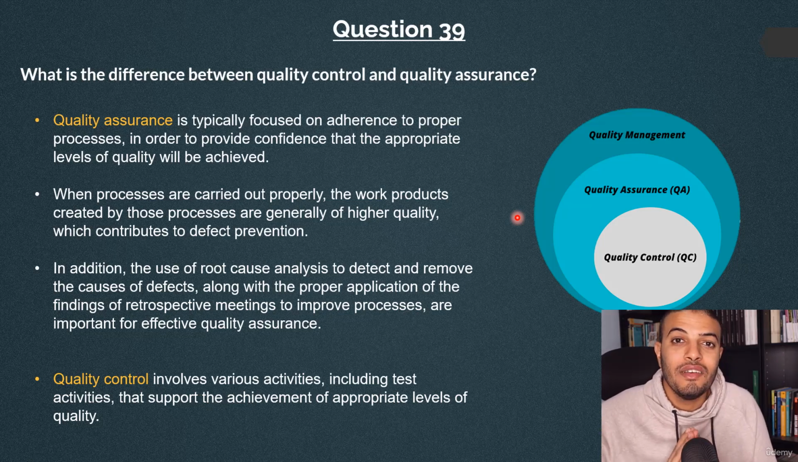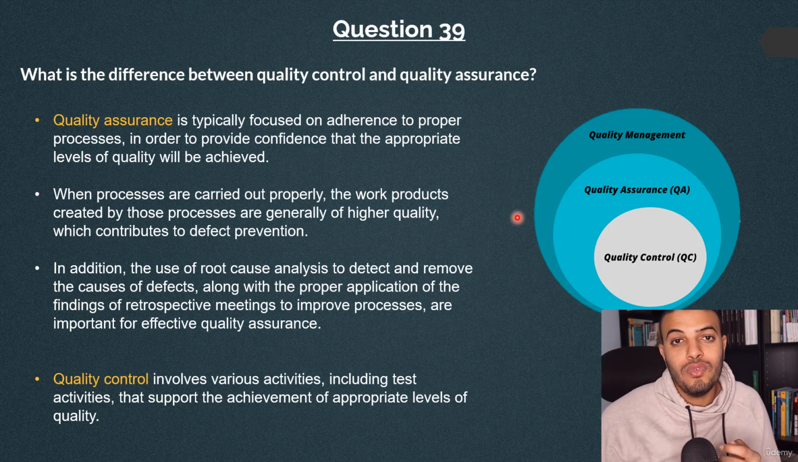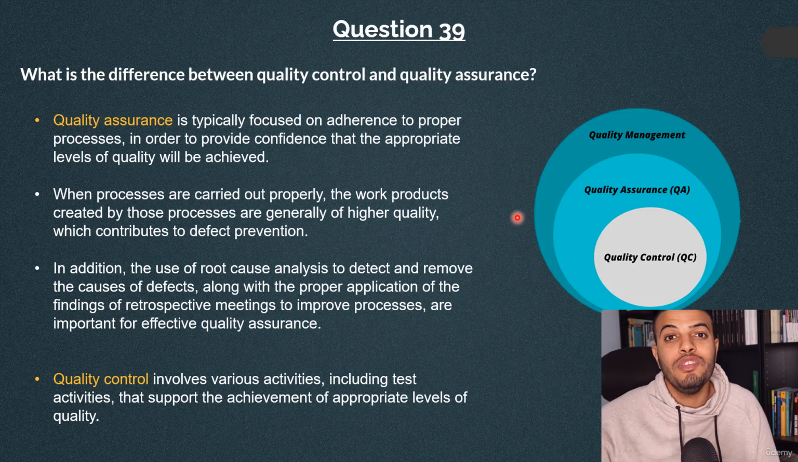On the other hand, quality control focuses on finding defects. So we execute the software, we find defects in it in order for those defects to be fixed. That's why we consider quality control as part of quality assurance. But nowadays, in 2021, mostly we are performing quality assurance activities. The tester is involved in the whole process.